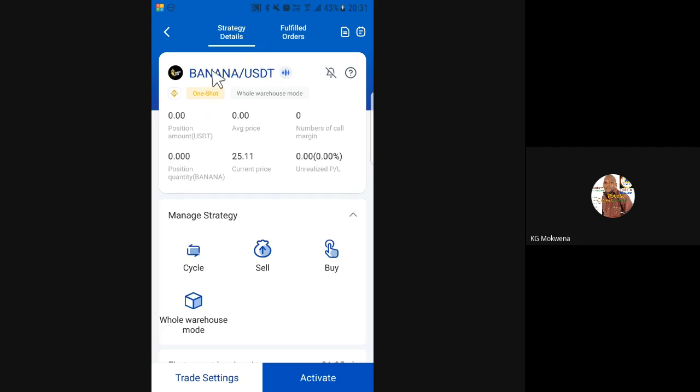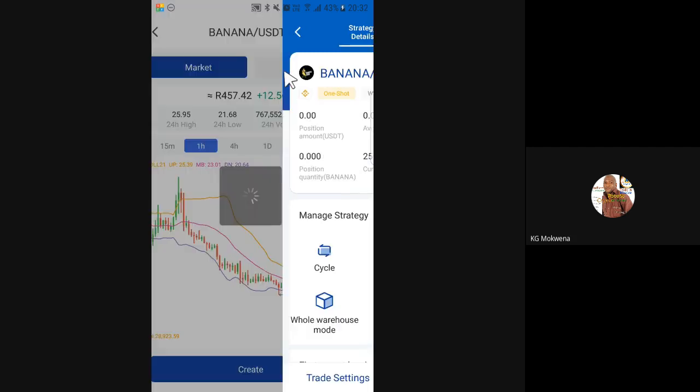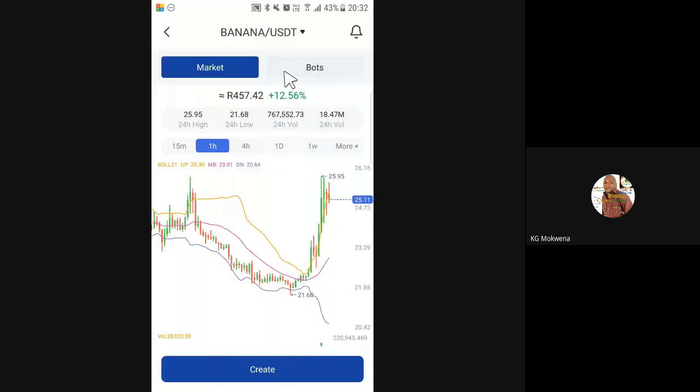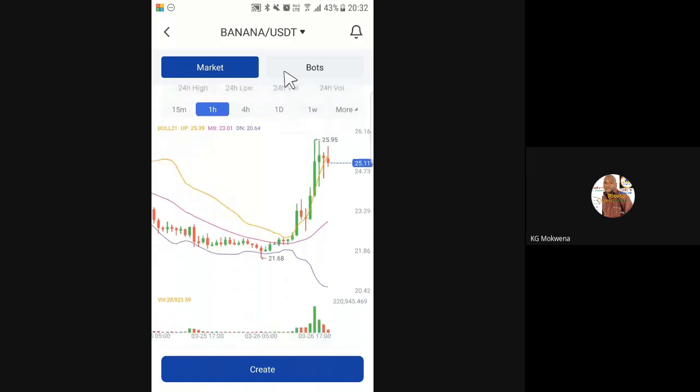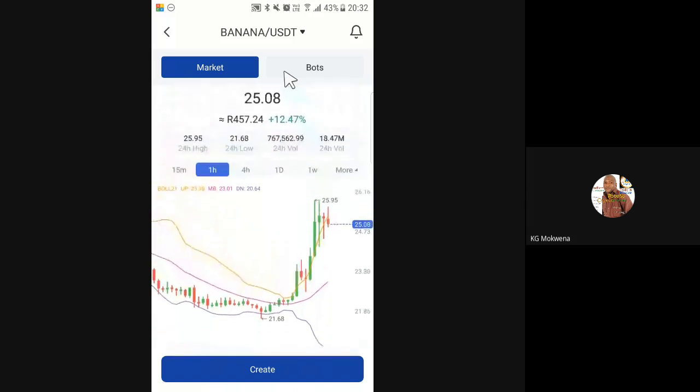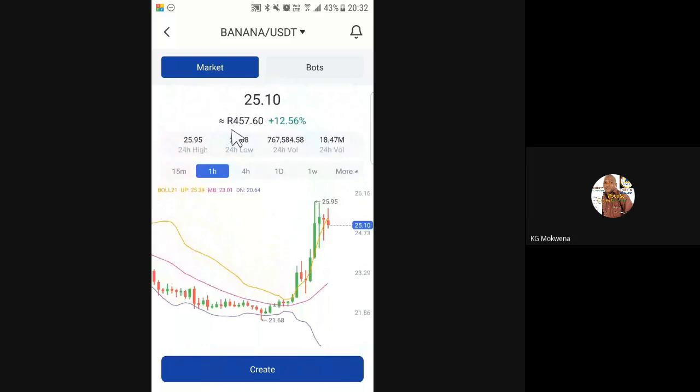So when I click anywhere here, even here, it'll take us to the candlesticks. Candlesticks is where we were at, where you see a graphic representation of price movement. This is what we are looking at. So Banana in South Africa is approximately equal to 457 rands and 60 cents. Can you see Banana has gone up by plus 12.56%? It is up like that.